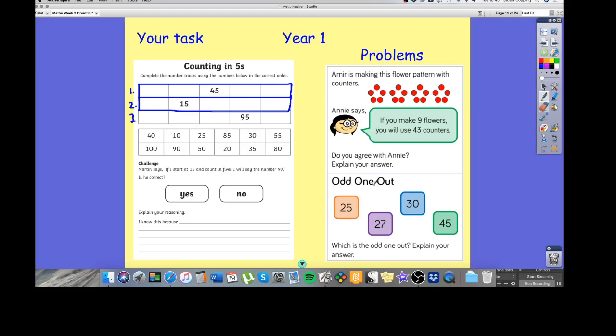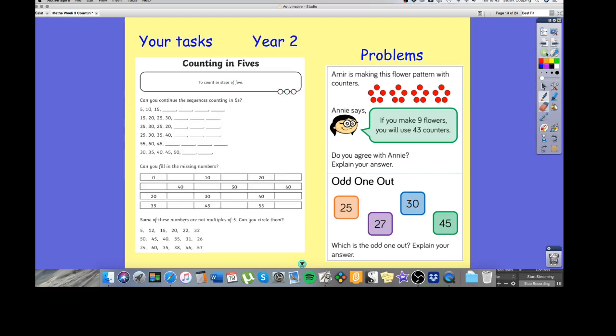And then the odd one out. Which of these 4 numbers is the odd one out? Explain how you know. I'm not going to give you any more hints than that. Right, year 1s, you can stop the video and have a go at these 2 questions, or 3 questions. Year 2s, let me explain your activity.